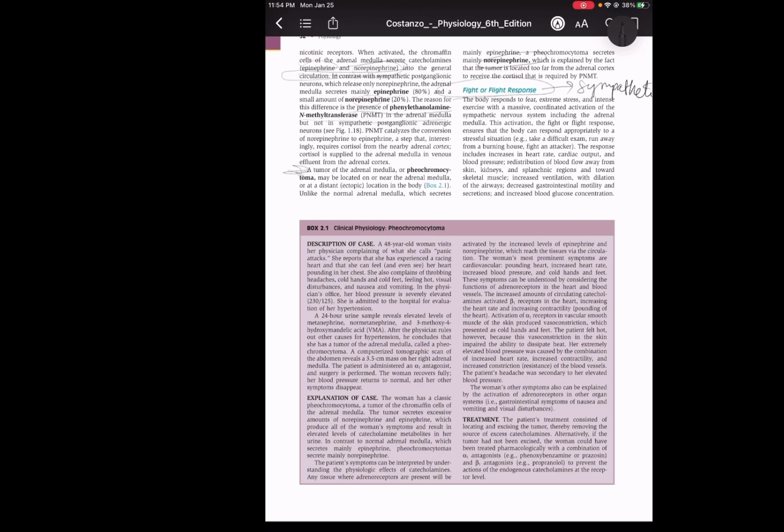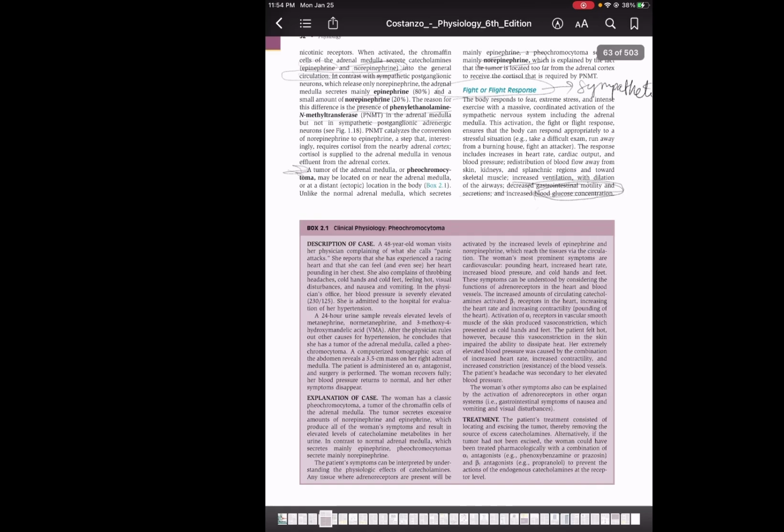What happens basically? It will increase your heart rate, your blood pressure, your metabolic rate, and your glucose levels, and you'll be more alert. They will increase ventilation and dilate the airways, decrease gastrointestinal motility and secretion, and increase blood glucose concentration. So that's the thing. Now here we're going to read this case.